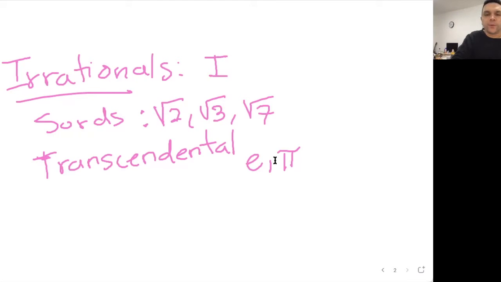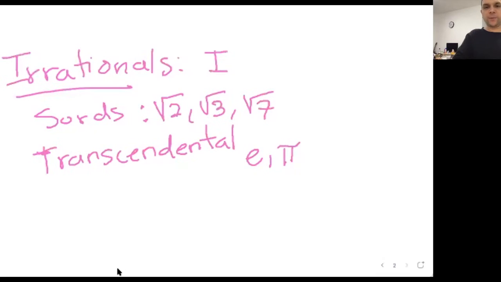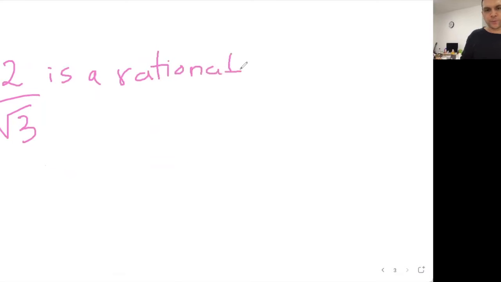Cool. Moving on, let's do some exercises so we can practice. State true or false for each statement. 2 over the square root of 3 is a rational number. Is this true or false? So this is false.